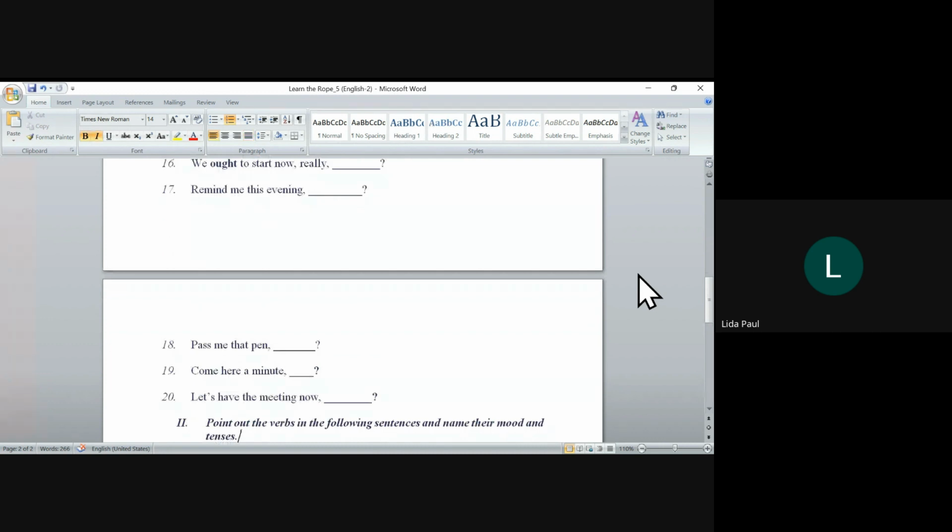Ma'am, so in an imperative sentence, we don't use negative form? No, no, because we can't form. Can you give me an example of a negative imperative sentence? Say something like, don't close the door, right?